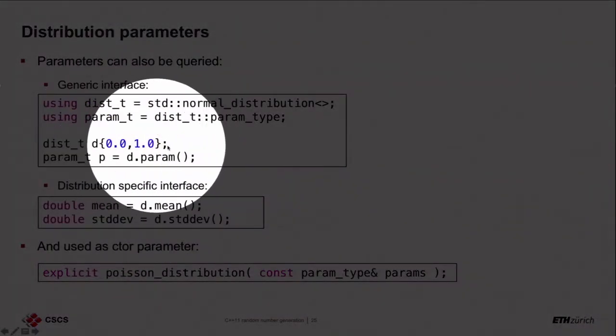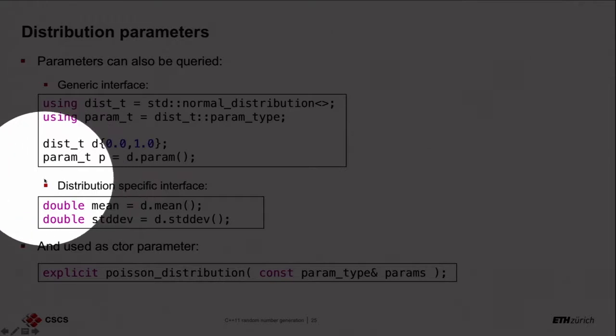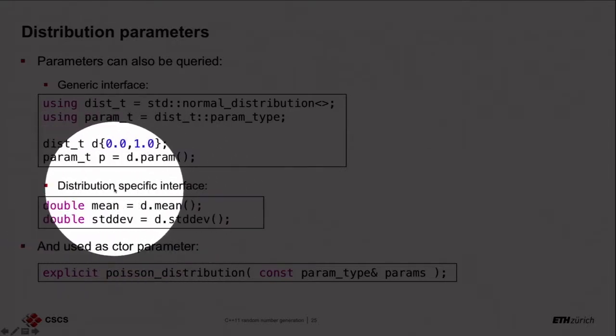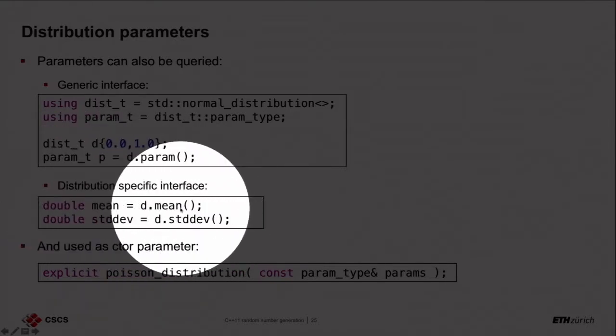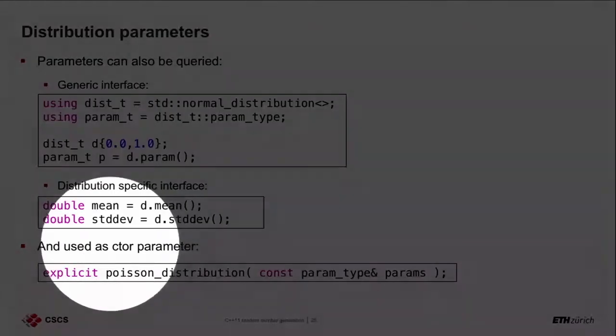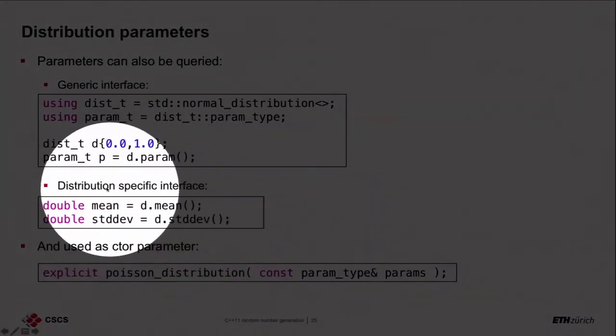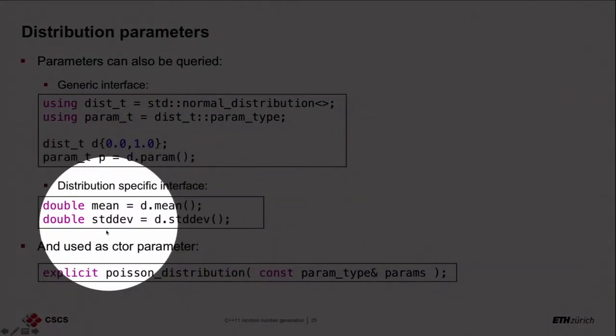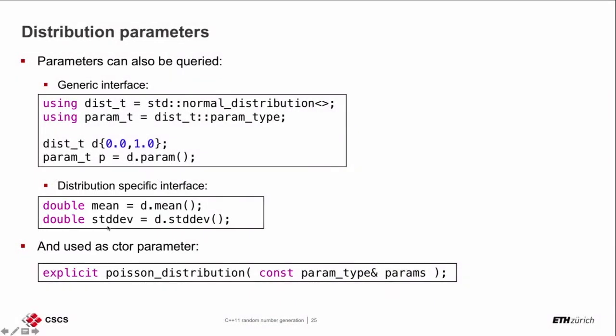This is a common interface to all the distributions. They all have the param method, but you can also access the specific parameters, with names that depend on the distribution you are considering. Since this is a normal distribution, we have the mean and standard deviation methods, which will of course give you back the mean value and the standard deviation of the distribution.